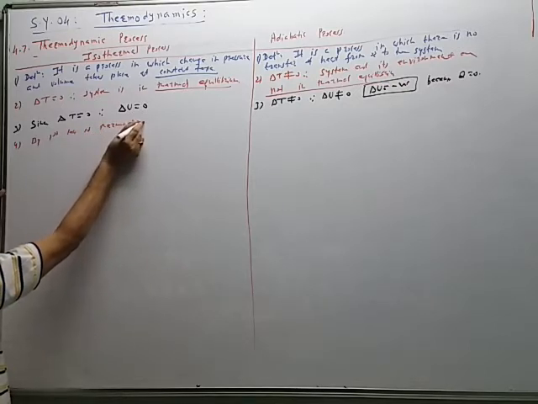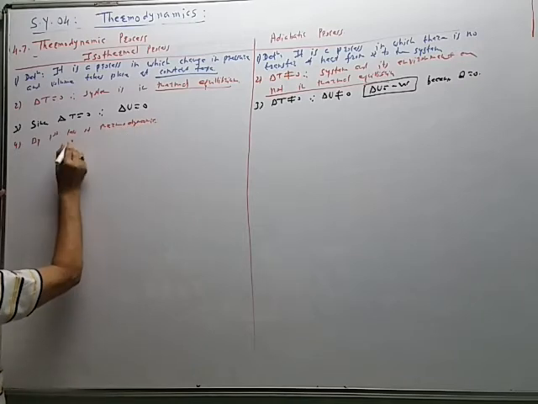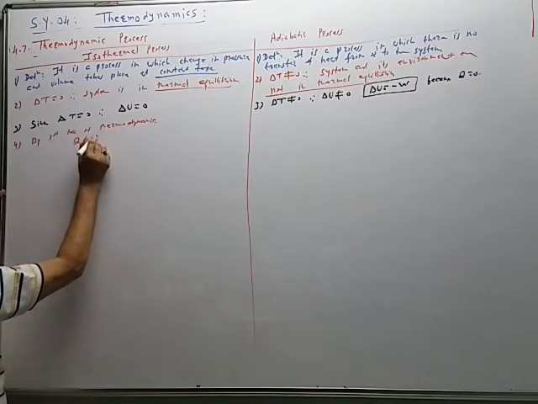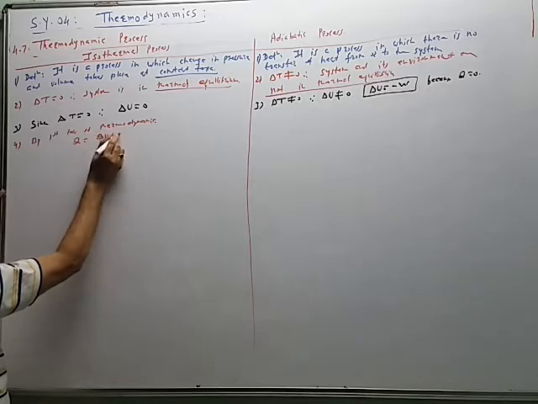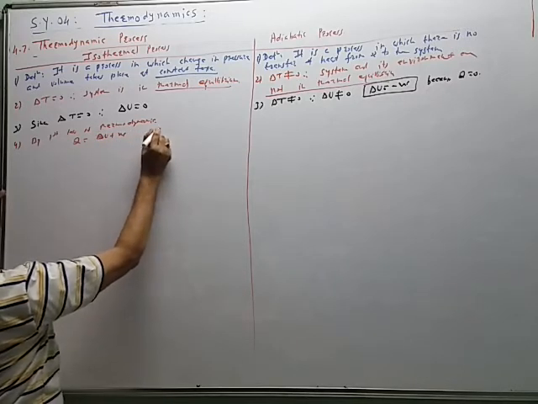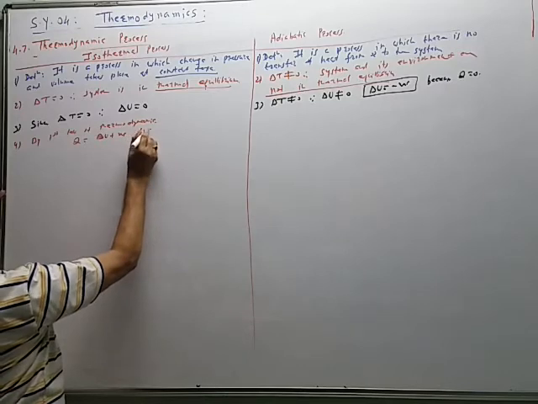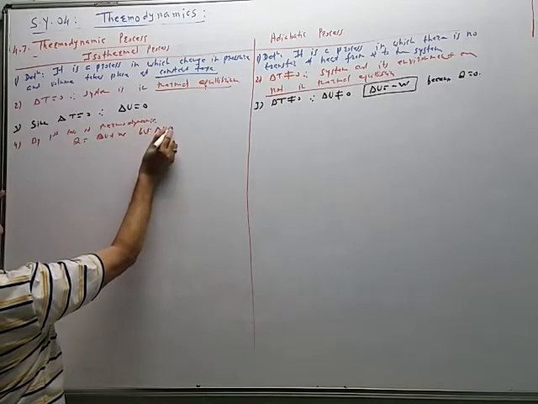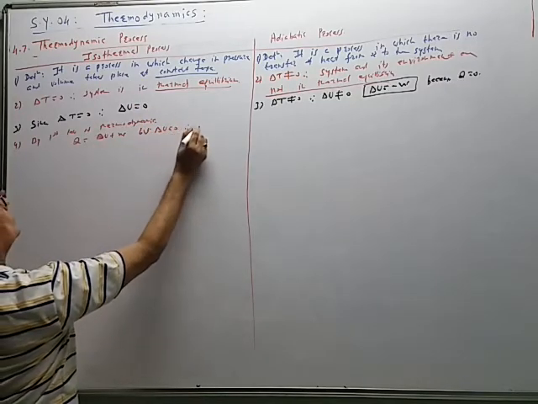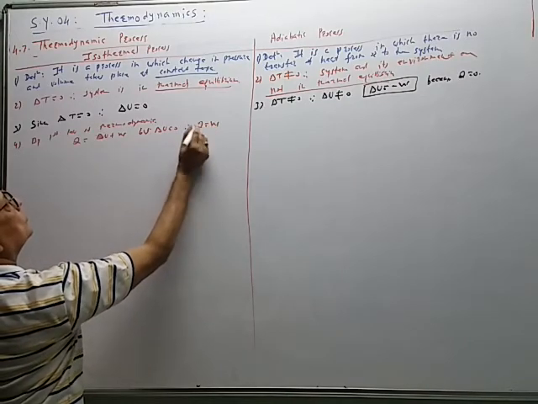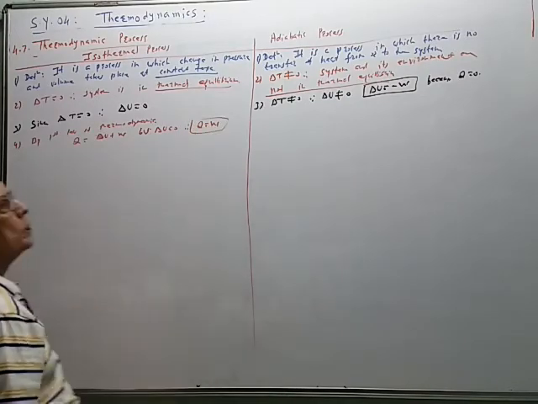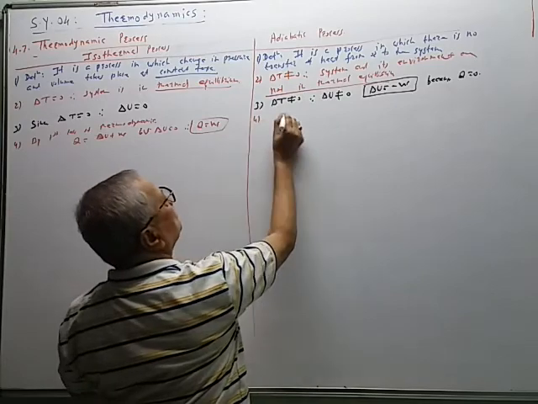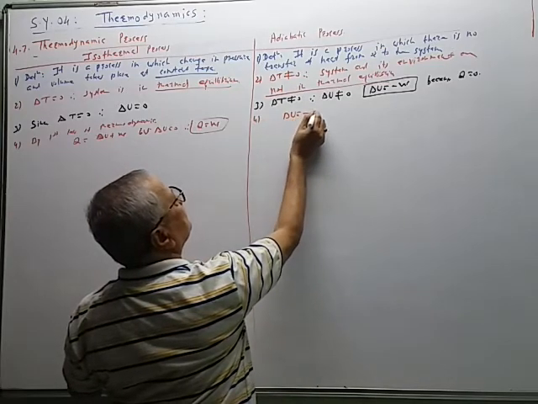First law of thermodynamics, Q is equal to delta U plus W, but delta U is equal to 0, therefore Q is equal to W. On this side, delta U is equal to minus W.